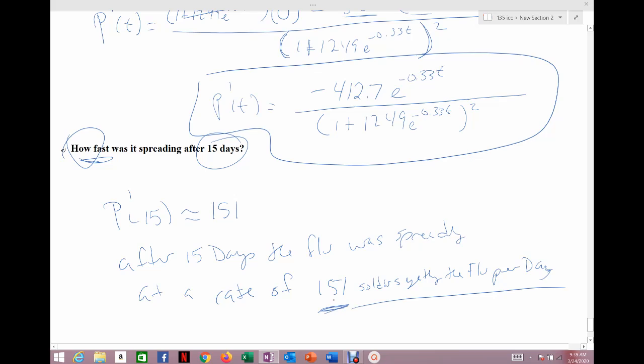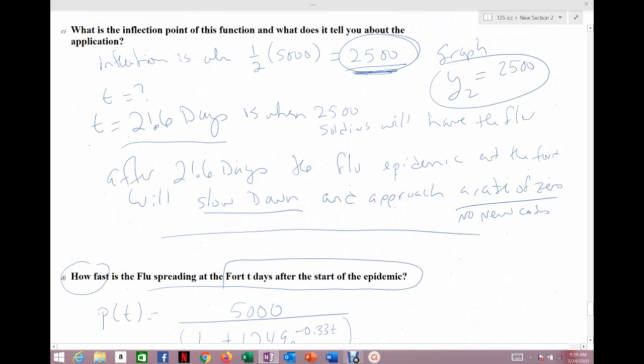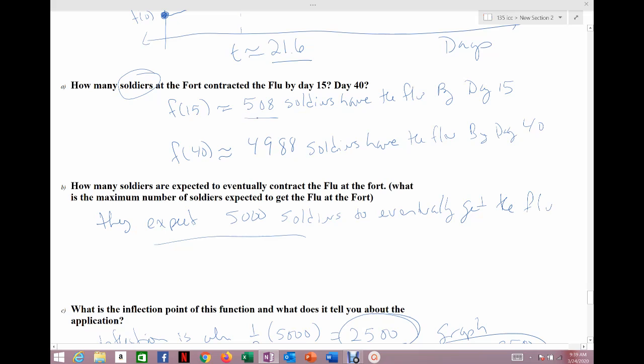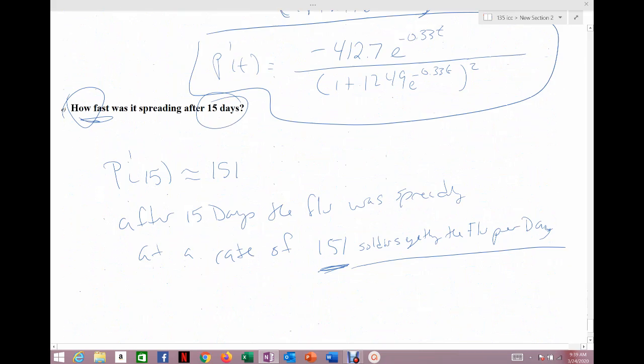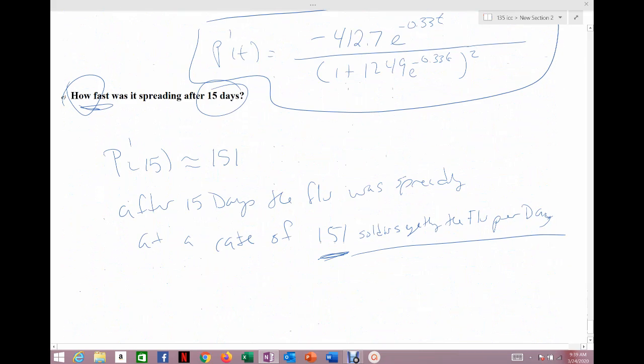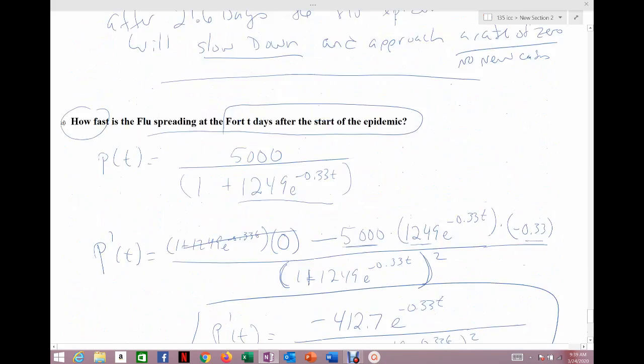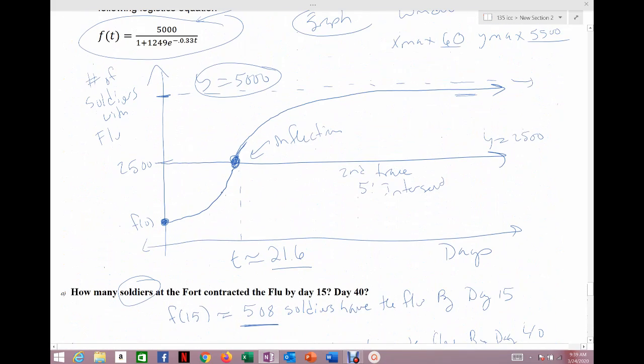That's not how many people had it, right? How many people had it? If we go back to the first problem, 508 people have it in 15 days. This is how fast it's increasing. This is how fast it's growing in 15 days, which would be one of its higher rates, because 15 days is pretty close to its inflection point, which is the fastest speed, right? The inflection point was at 21, so 15, if I go back to my picture, would be around right here, and so this would be when it's growing fairly fast, right? So it's spreading kind of fast here. Remember, this is when it's spreading the fastest, and then we slow down.